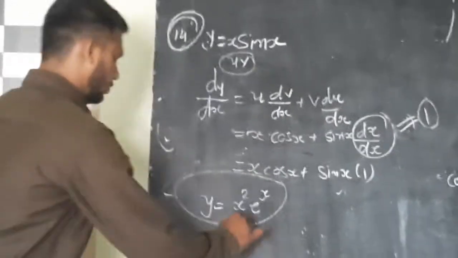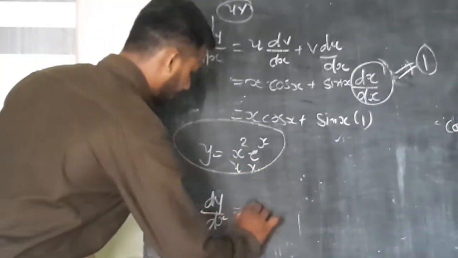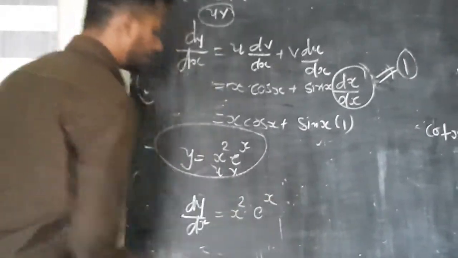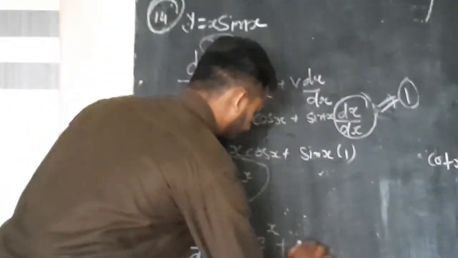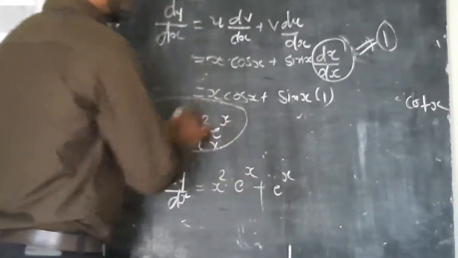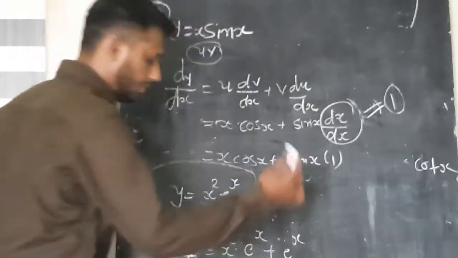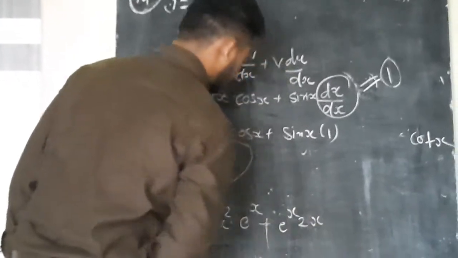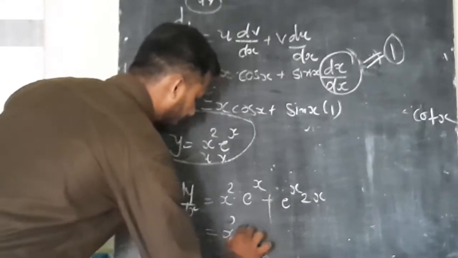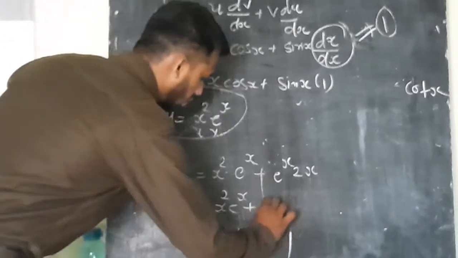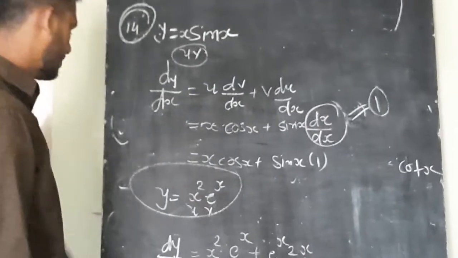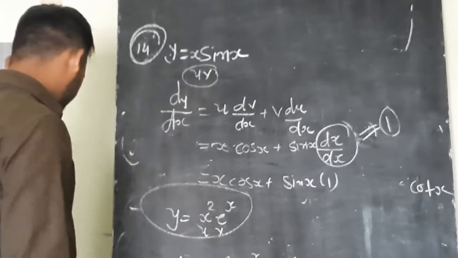First of all, we have u and v. So u remains the same: x square e raised to x, and the value of e raised to x will remain the same. So e raised to x plus, e raised to x remains the same, and for x square, by the chain rule, 2 comes down and we get 2x raised to minus 1. So the final answer is x square e raised to x plus 2x into e raised to x. So this is our formula number 14.